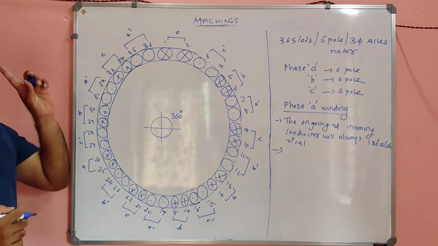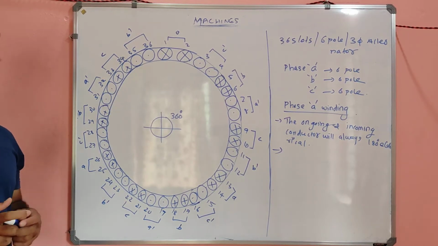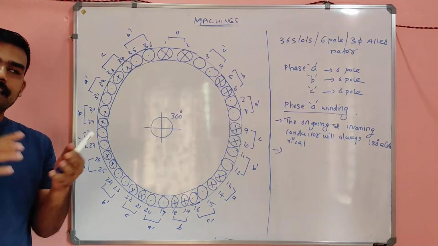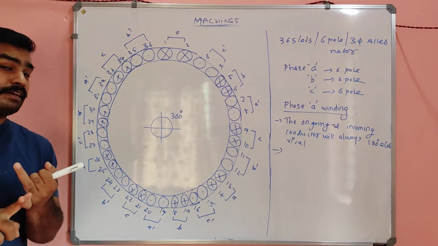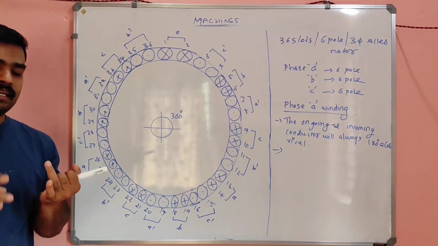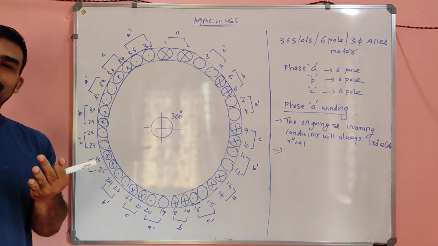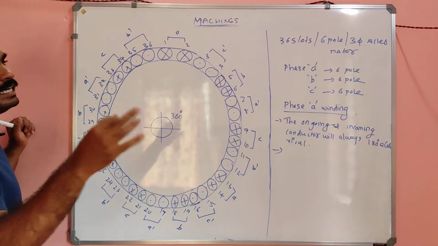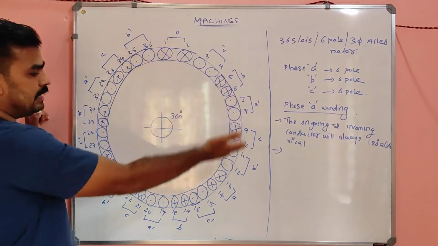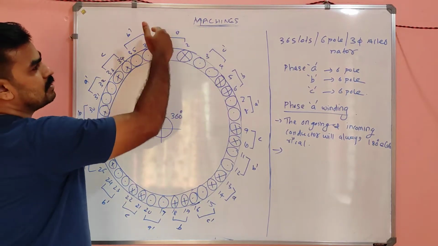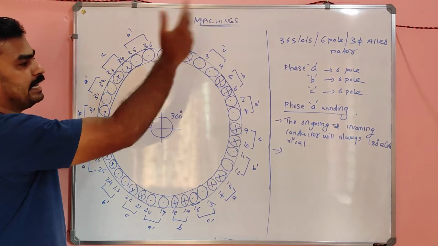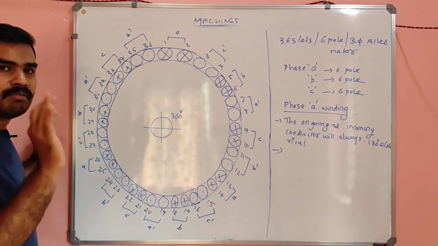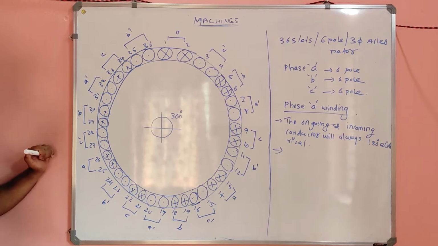So there should always be, suppose we are using three phases A, B, C. So A, B, C are the starting end of each phase. So definitely there should be a finishing end, right? That finishing end will be A dash, B dash, C dash. That's all. These six terminologies are only there in the winding structure for a three-phase machine.